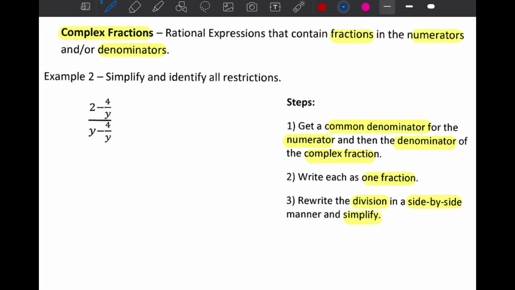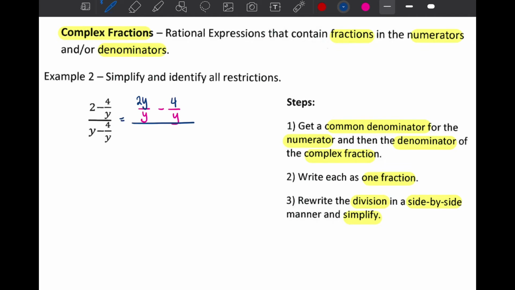So let's try this. It looks like on the numerator, I only have the fraction portion here. So it's pretty easy to state our common denominator. We can just stick to y and y. And this is only for the numerator. And then we have 2y on the top and 4 for the second term. So we're done with the numerator.